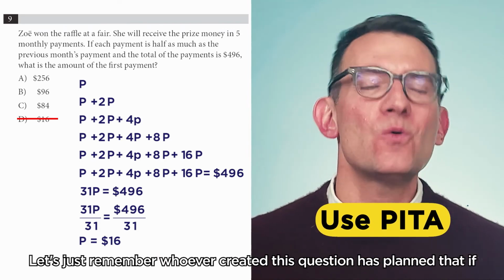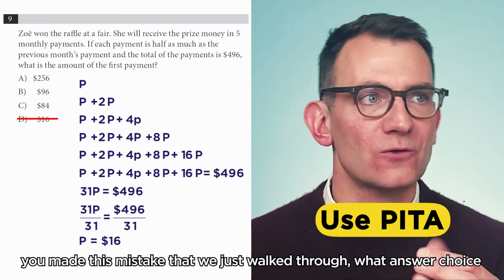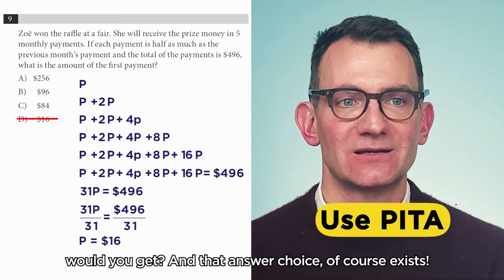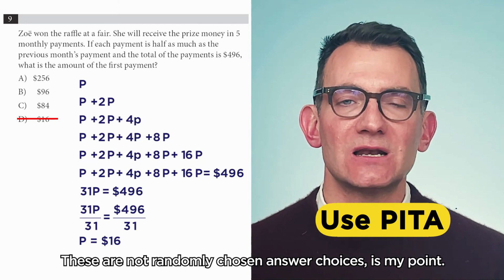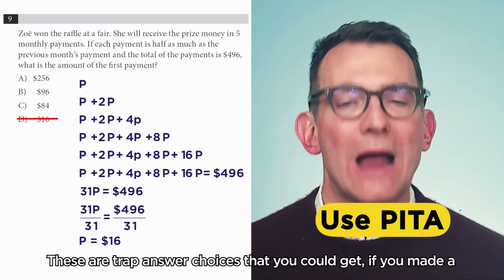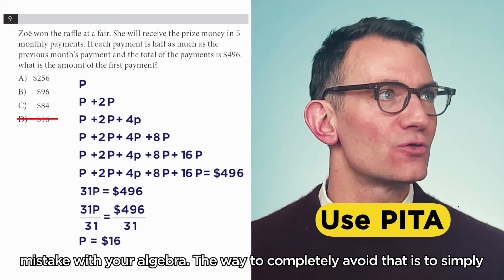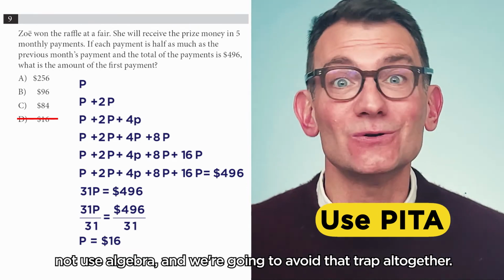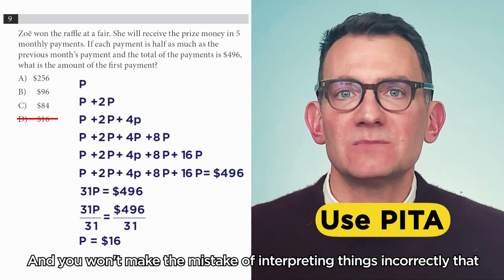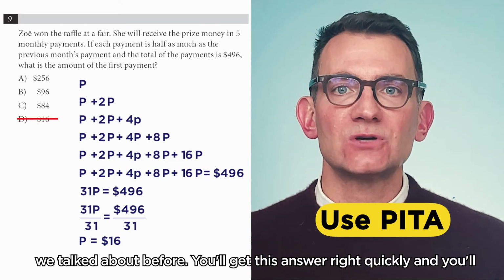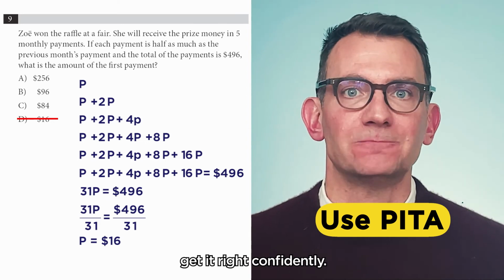And let's just remember, whoever created this question has planned that if you made this mistake that we just walked through, what answer choice would you get? And that answer choice, of course, exists. These are not randomly chosen answer choices, is my point. These are trap answer choices that you could get if you made a mistake with your algebra. The way to completely avoid that is to simply not use algebra. And that way we're going to avoid that trap altogether, and you won't make the mistake of interpreting things incorrectly that we talked about before. You'll get this answer right quickly, and you'll get it right confidently.